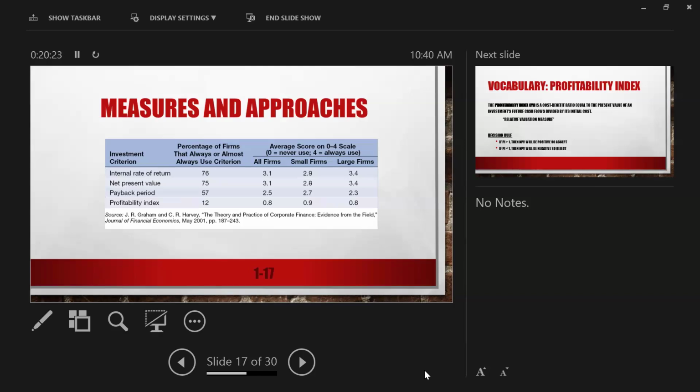They're almost always reported together for that reason. You can see payback period is only used 57% of the time. Profitability index is something we're going to go over in just a minute, but it's seldom used. But we do go over it in class. You can see it's only used 12% of the time. We do go over it in class just because my whole thing is this.